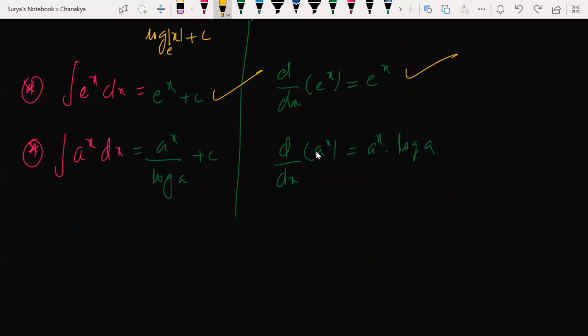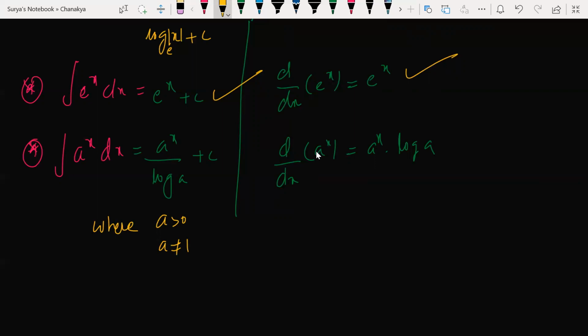Here again, what are the rules? Here a has to be greater than 0, beta, and a should not be equal to 1. Why? Tell me. If a is 1, log 1 is going to be 0. That is why a should not be equal to 1 here. Getting my point? You understood?